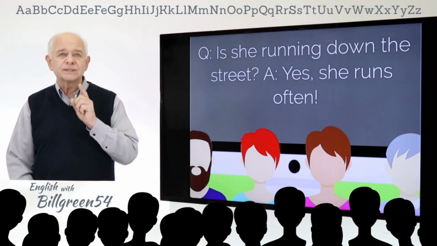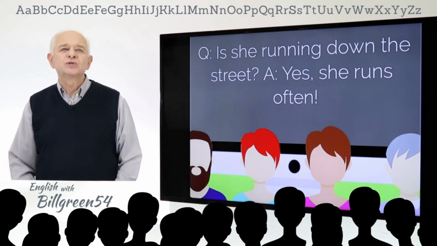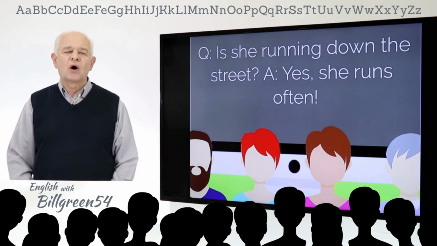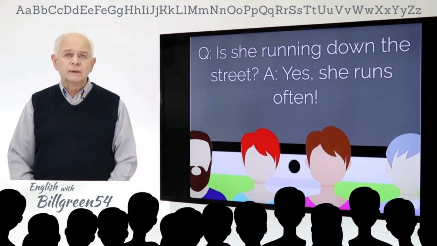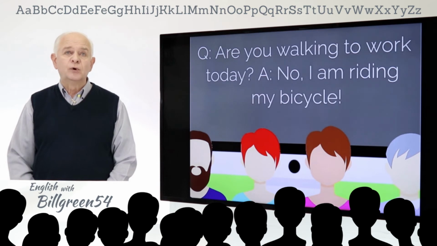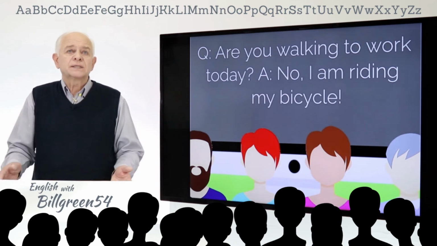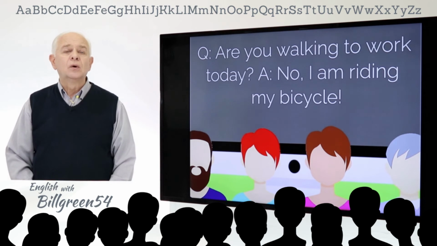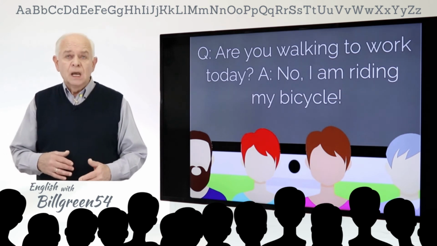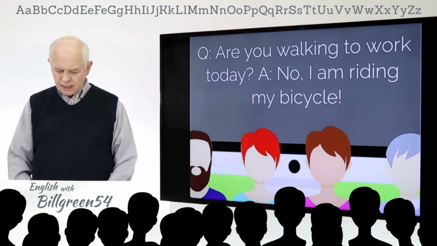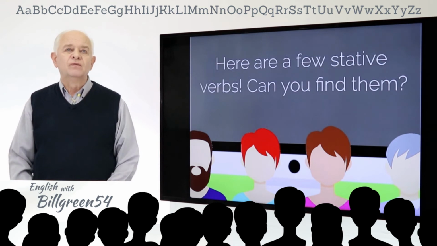To dance. Hey, is she running down the street? Yeah, she runs often. So, running is a verb, right? She runs often. That's a verb. Are you walking? Yes, I'm walking to work today. Or no, I'm riding my bicycle. So walking, I can see that. That's an action verb, right? I am riding. Riding is an action verb.